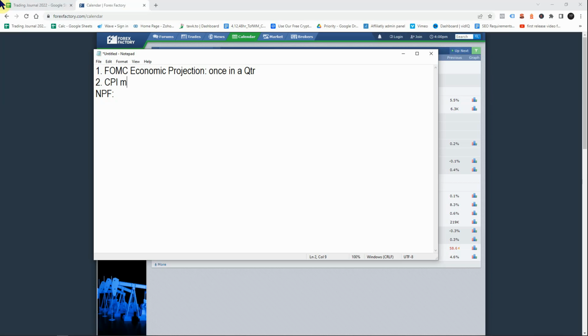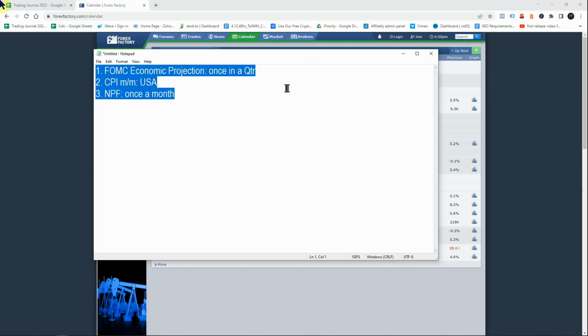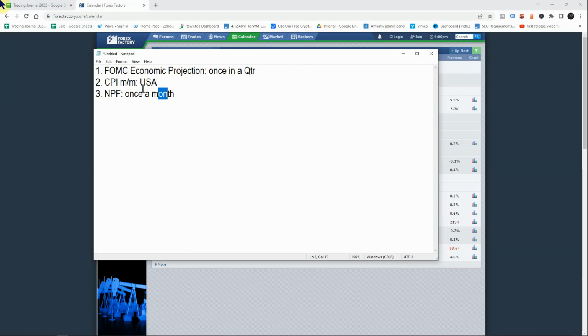But month on month, that is only from the United States. And the third one is non-farm payroll, which comes once a month from the United States. So these are the only three news items which I see. You can see 300 or 3000, but please don't do that. These three are good enough. Once in a quarter, once in a month, once in a month.